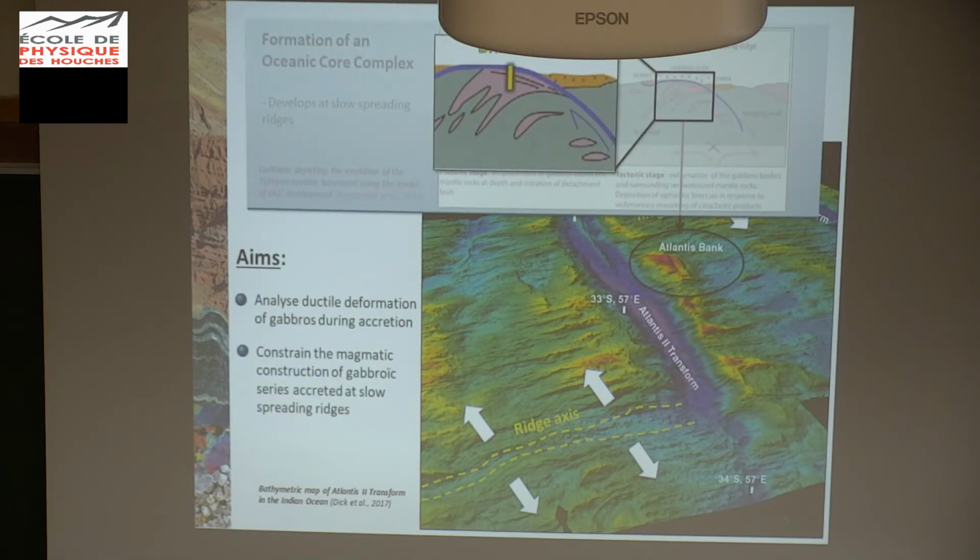And in this massif, we have the opportunity to have a drill hole. And this is basically what I'm studying here, samples coming from the hole that have been drilled in this massif. And the aim is to study the ductile deformation of gabbros during their accretion at the ridge in order to better constrain the construction of magmatic gabbroic series at slow spreading ridges.